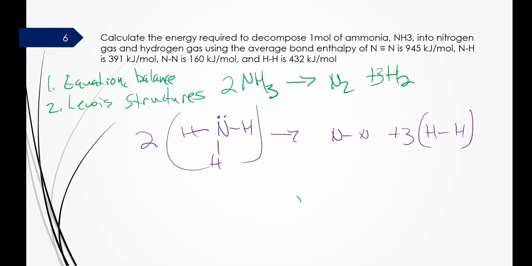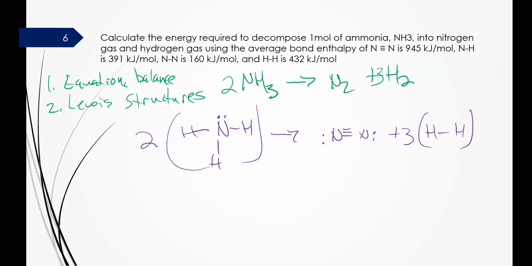And then for our Lewis structure for N2, is it a single bond, a double bond, or a triple bond between the nitrogens? Triple bond. Very good. So we have our triple bond, we have our hydrogens, we have it balanced. And so now we want to start to put together our bonds broken minus bonds formed.